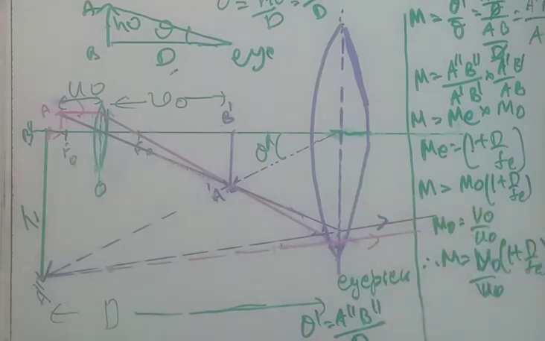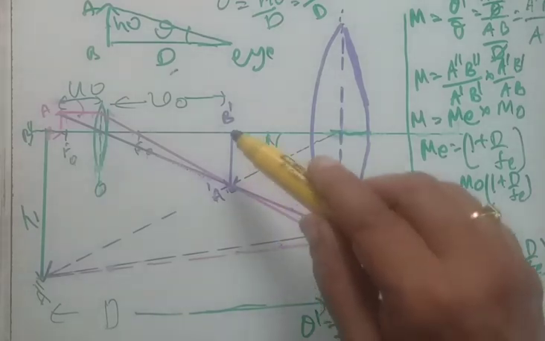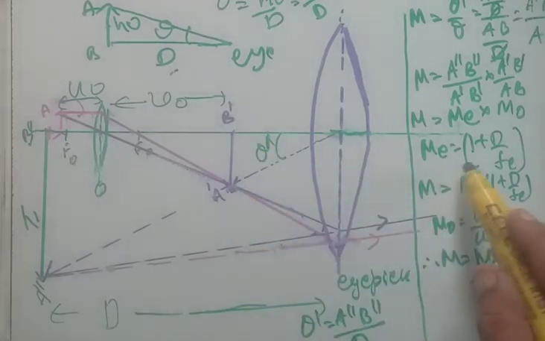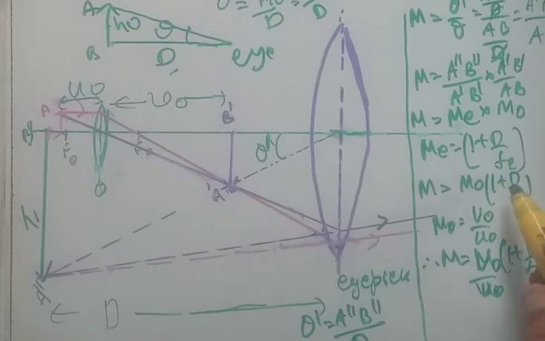But we know the eyepiece acts like a simple microscope with the object A dash B dash. Therefore, I can write ME as 1 plus D by Fe, where Fe is the focal length of the eyepiece. And MO, the magnifying power of the objective, can be written as VO by UO. Therefore, M equals VO by UO into 1 plus D by Fe. This is the expression for the magnifying power of the microscope.